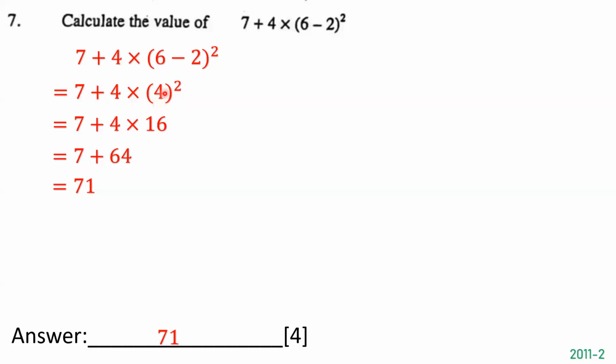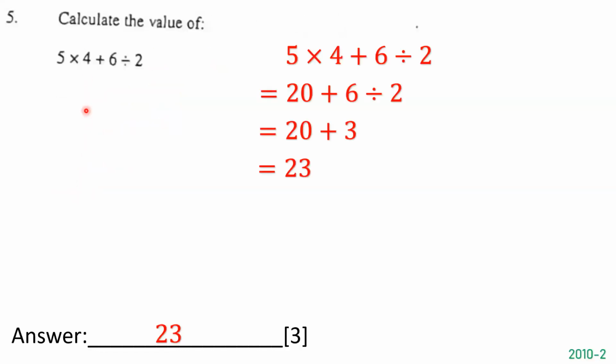Now, we have to do the exponents first before we multiply and add. And so 4 squared, well, 4 squared is 4 times 4. And 4 times 4 is definitely 16. So we put 16 here. And so we have 7 plus 4 times 16. We always multiply before we add. 4 times 16 is 64. We bring down the 7 and we're going to add the 7 and the 64. And 7 plus 64 is definitely 71. So our answer here is 71.